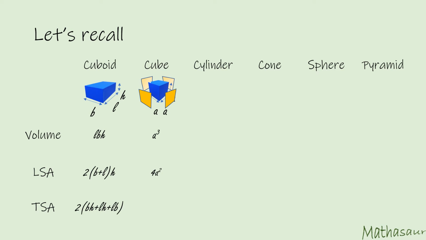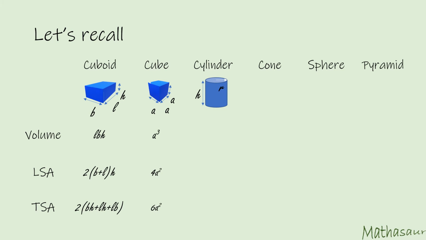Now let us look at the lateral surface area of a cube. This is much simpler because all the faces are squares. Since there are 4 squares for lateral surface area, it shall be 4a square. For the total surface area, we shall add 2 more squares, the top and bottom. So 4a square plus 2a square would give us 6a square.